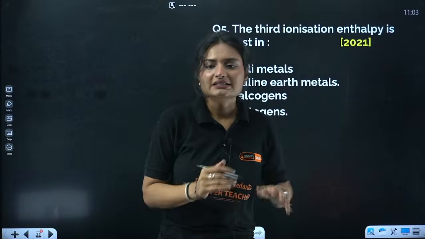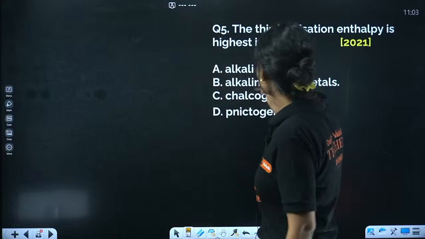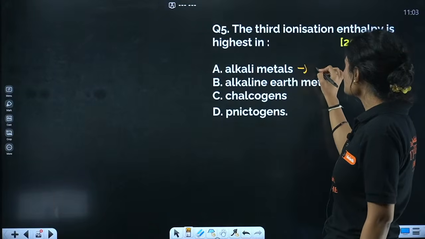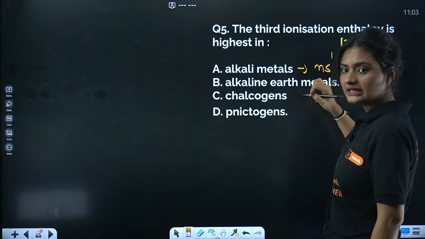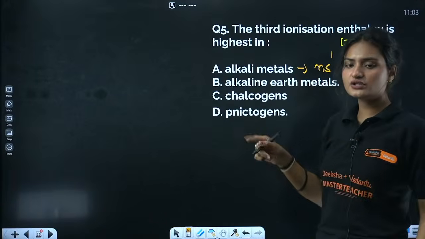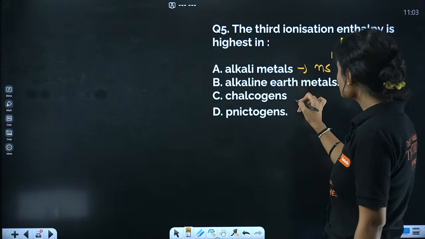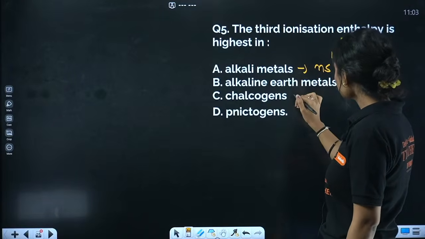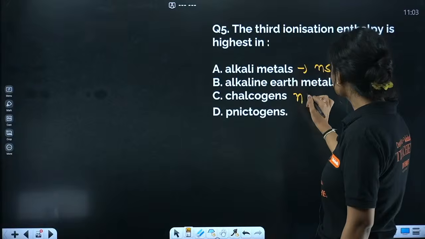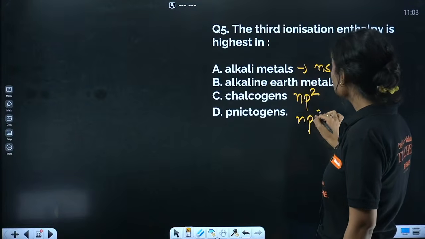Next question. The third ionization enthalpy is the highest in. So firstly, you should know alkali metals have a configuration of ns1, right? Alkaline earth metals have ns2. Chalcogens are your oxygen family, called chalcogens, before halogens. Okay, so oxygen has what? Again np4, and pnictogens have np3.